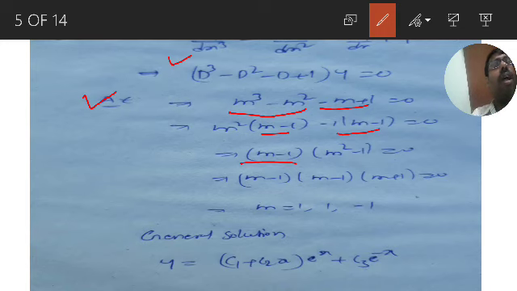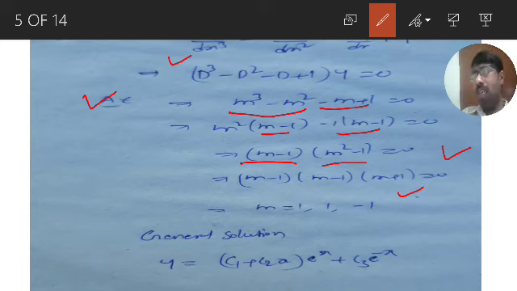If you take m minus 1 common, the remaining is m square minus 1. 1 can be written as 1 square, so that is m square minus 1 square, which is a square minus b square. A square minus b square is equal to a minus b into a plus b. So what are you going to get? m minus 1 into m minus 1 into m plus 1 is equal to 0. So what are the roots? m is equal to 1, 1, minus 1. So we got the roots.